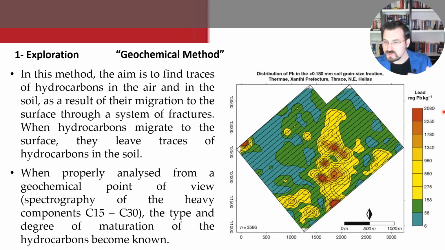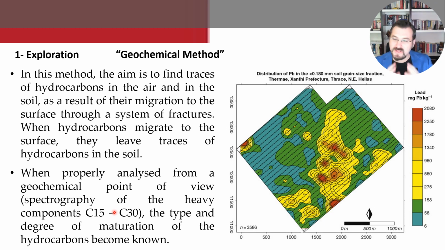So when properly analyzed from the geochemical point of view, called spectrography of the heavy components from C15 to C30, you are familiar with these, I assume. C1 starts from CH4, methane, and then ethane. So it goes from C1 to C7, and C7 plus, C15, C16 up to C36, right? These are the hydrocarbon chains we are talking about. So with spectrography of the heavy components from C15 to C30, the type and degree of maturation of the hydrocarbons become known.